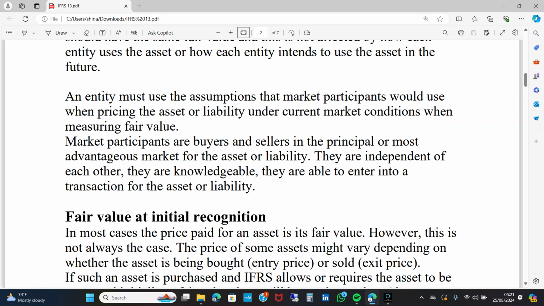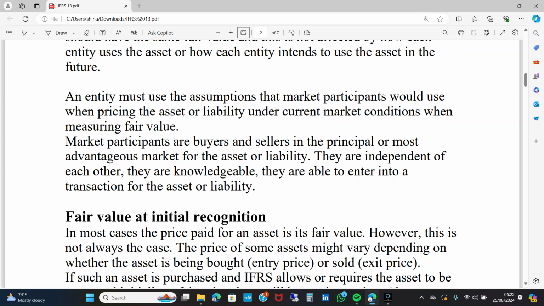Then please write this down. It has come out once or twice. Now, market participants are buyers and sellers in the principal or most advantageous market for the asset or liability. So who are market participants? These are buyers and sellers in the principal or most advantageous market for the asset or liability. So those that buy and sell in the market are called market participants. Now, please write this down. Very testable in the exam.